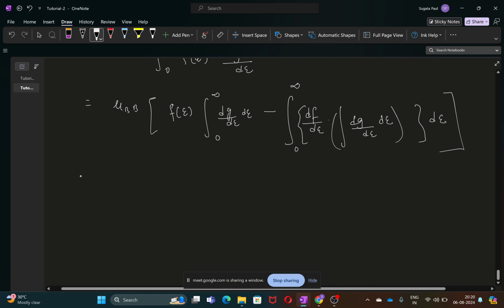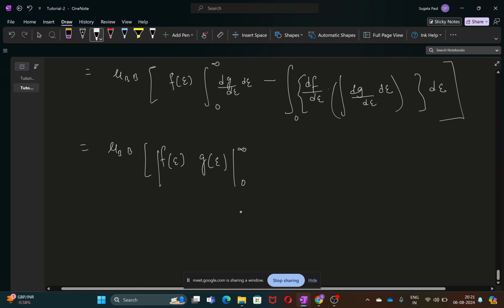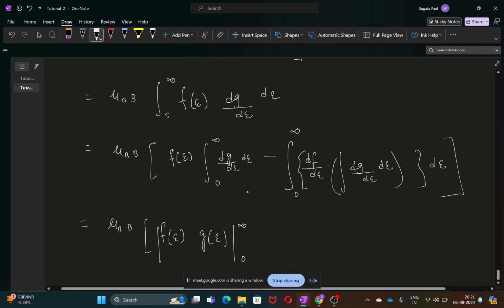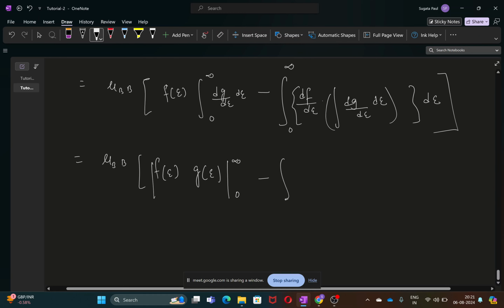Now we have to understand here that in the first term, mu B, this f(E) is multiplied by dg/dE dE, which integrates out to simply g(E). So g(E), the whole thing is taken inside the limit of 0 to infinity. And the second term is df/dE. Again, this integration gives you g, so df/dE g(E) dE from 0 to infinity.